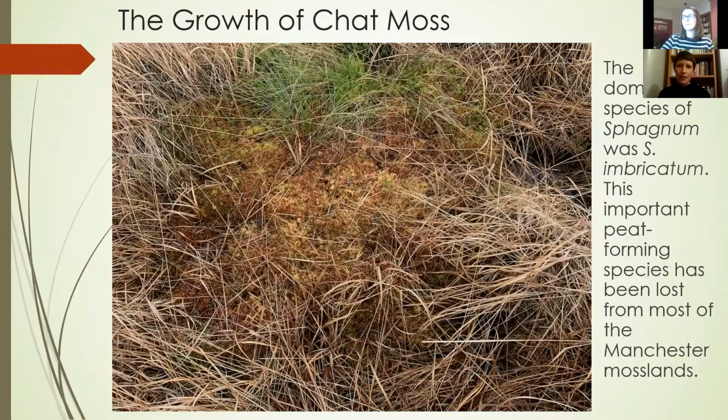The dominant species of sphagnum was Sphagnum imbricatum. This important peat-forming species has been lost from most of the Manchester mosslands, unfortunately, yet we do have a number of other sphagnums which can be found, such as the aquatic one which you find in many bog pools, Sphagnum cuspidatum, nice big chunky peat-forming sphagnums such as palustre and papillosum, and other sphagnums such as subnitens and fimbriatum.